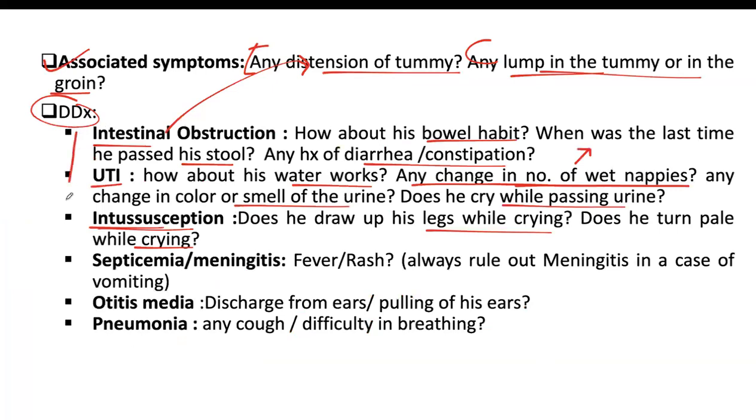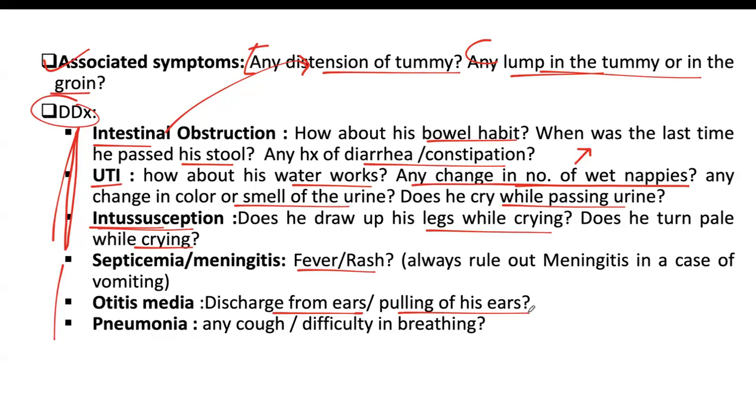So after we finished our GIT causes, we go to the non-GI causes. For non-GI causes, infection is the most important thing to rule out. So any fever, rash, that's for septicemia or meningitis. Then for otitis media, have you noticed any discharge coming out from his ear, any pulling of his ears? Now, if the child is a bit older, like a 4-year-old child, they can say that they're having pain. So you can ask at that time, has he complained of any earache or any pain in his ear?